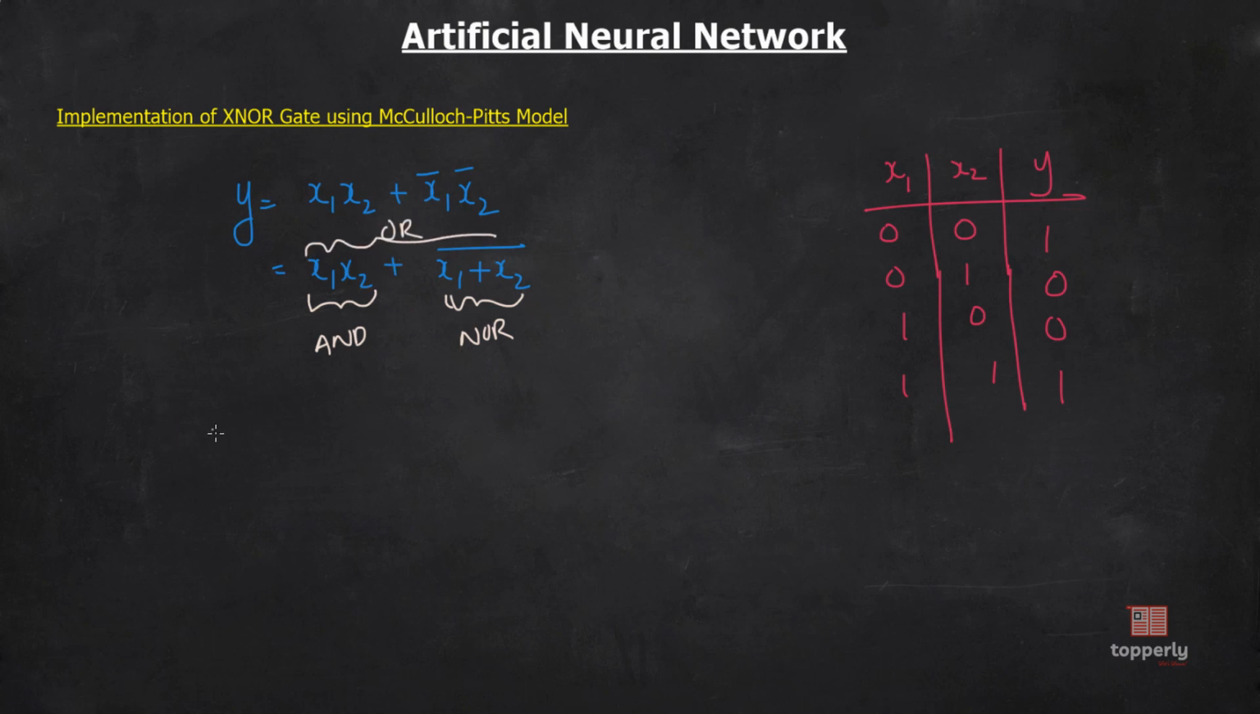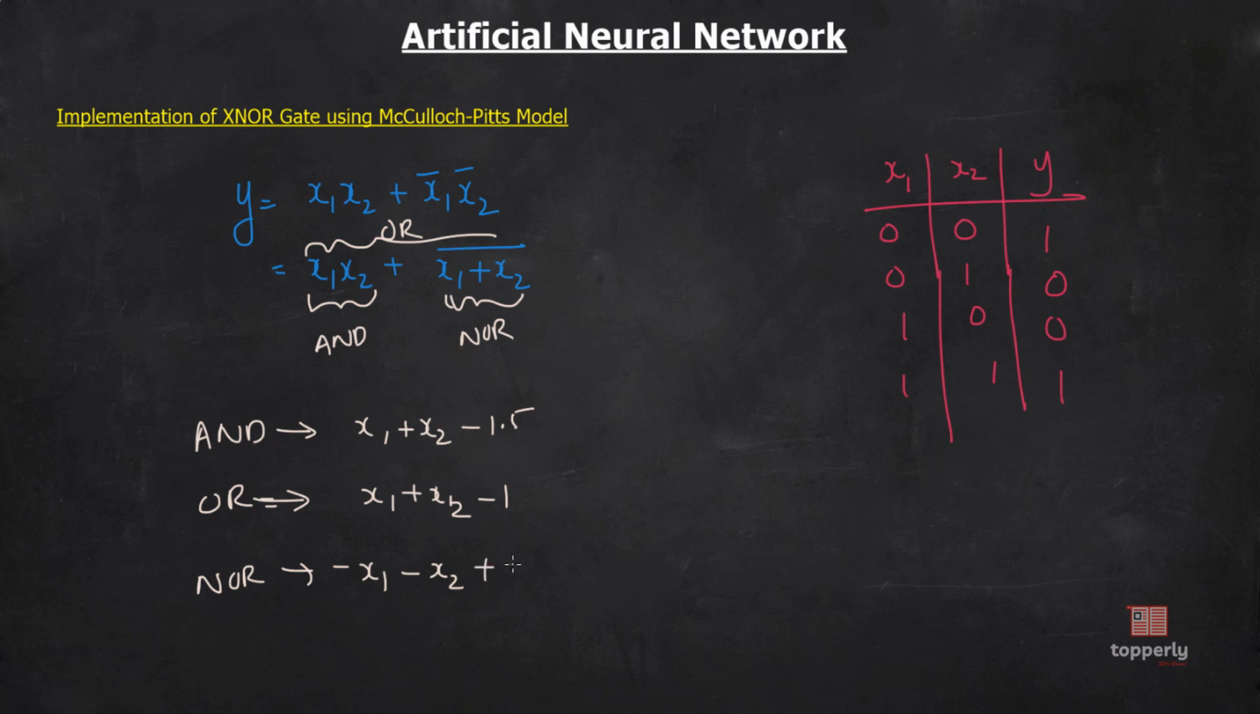And in the previous video, we have derived the expression for AND gate as x1 plus x2 minus 1.5, OR gate as x1 plus x2 minus 1, and for NOR gate as minus x1 minus x2 plus 0.5. Now we will try to implement this over here.